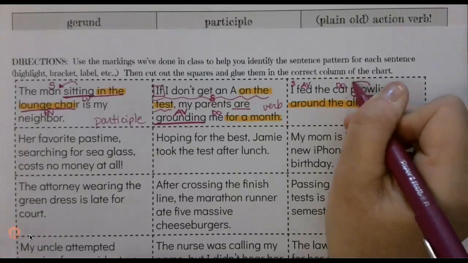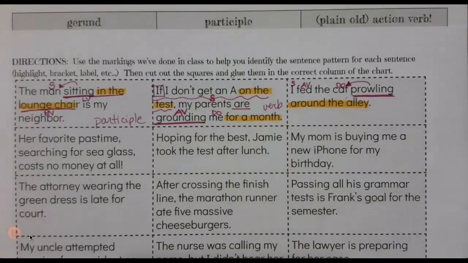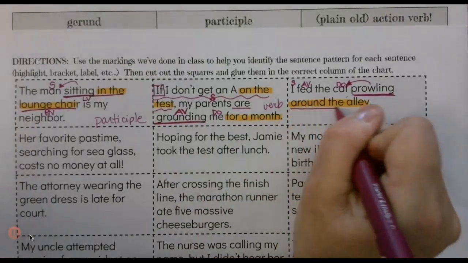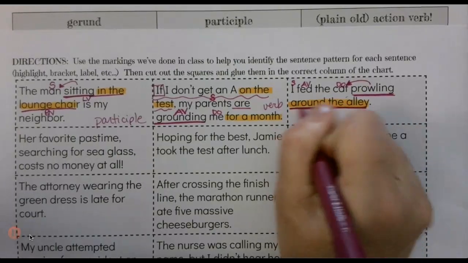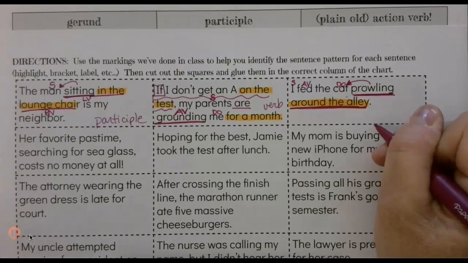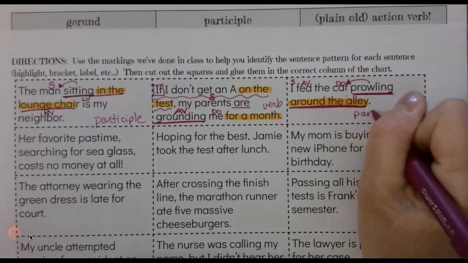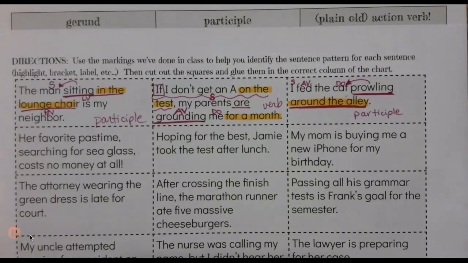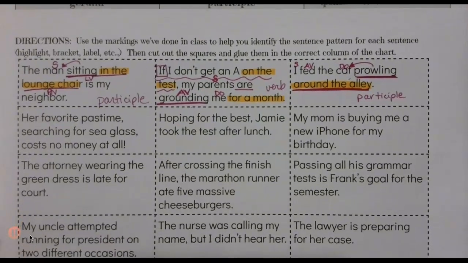The cat that's prowling. And is it just prowling? Which prowling cat? Where is it prowling? It's prowling around the alley. So this whole thing acts like a participle. So this is my participle. I'm going to cut it out and glue it under the column for participle. I actually did not mean to do two examples that were both participles. So now let me see if I can find one that is a gerund.